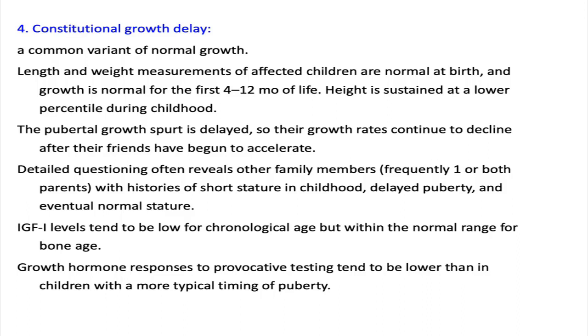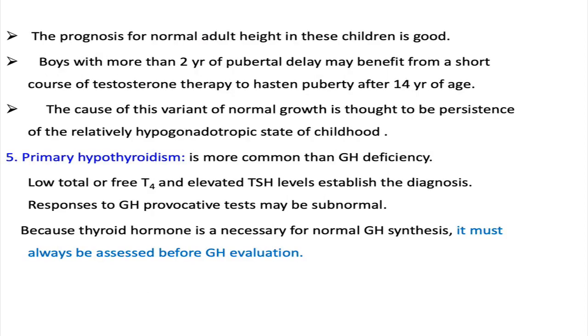These patients are not treated with growth hormone at all. It is not an indication for growth hormone treatment. The prognosis for normal adult height in these children is good. Boys with more than 2 years of pubertal delay may benefit from a short course of testosterone, if they want it as a treatment to hasten puberty for psychological reasons, especially if the patient is delayed or still short after 14 years of age. The cause of this variant of normal growth is thought to be a persistent, relatively hypogonadotropic state of childhood.